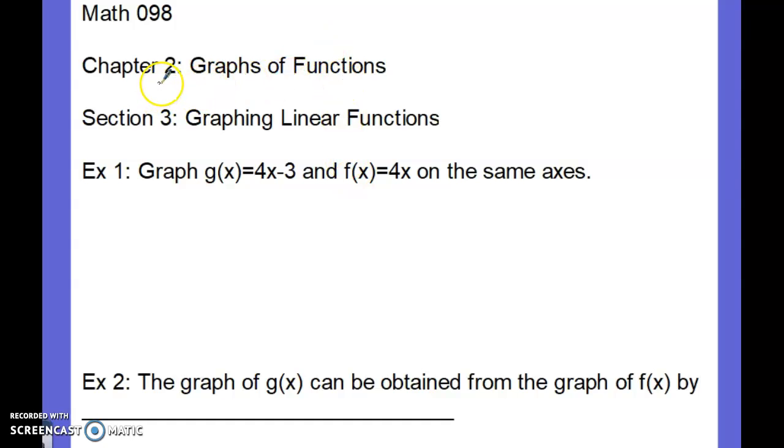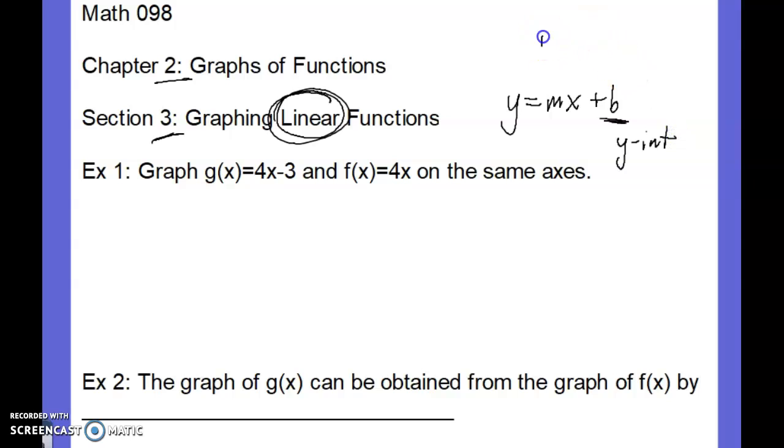So we're moving into 2.3 in Math 098, and I'm confident you guys are good with graphing linear functions, but it's something I need to do. And again, you're probably familiar with y equals mx plus b, where b is your y-intercept, and your slope, your m, is your rise over run.